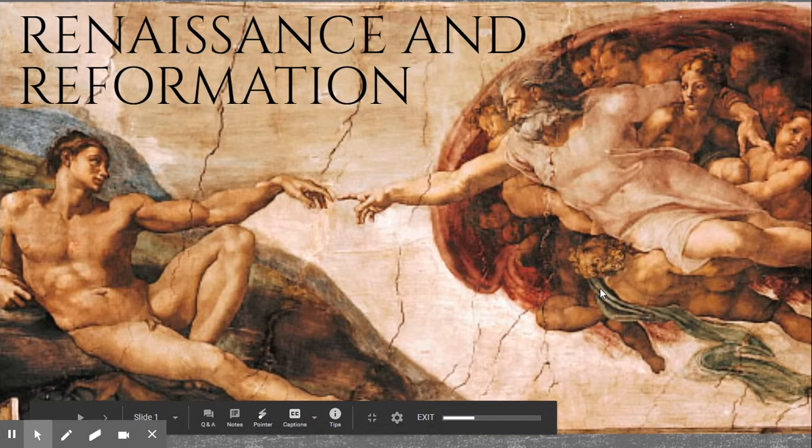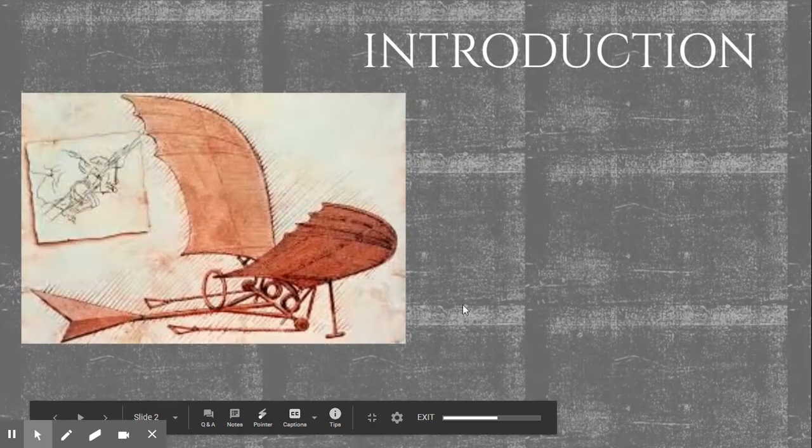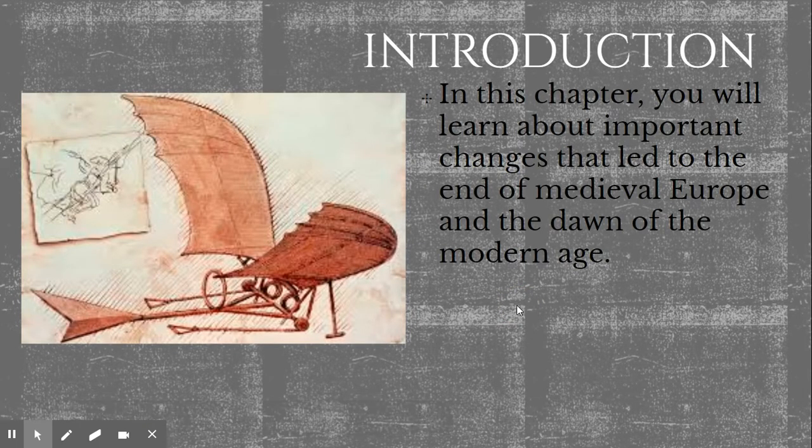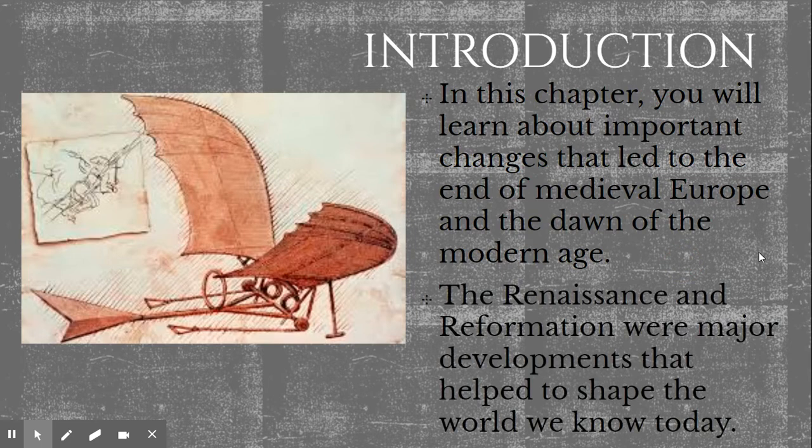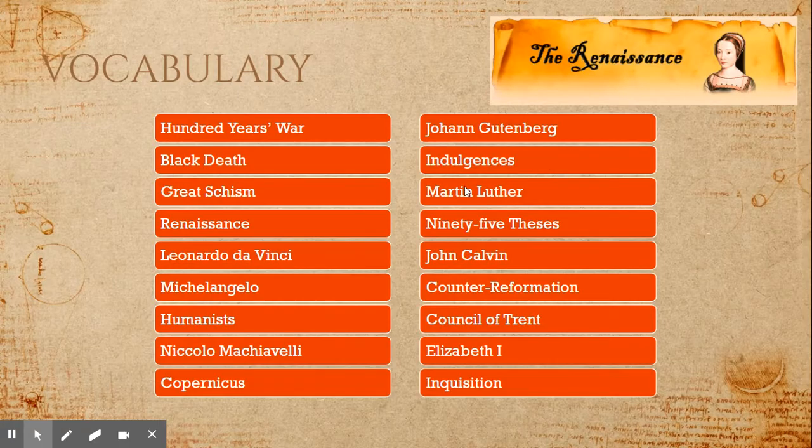All right, so Renaissance and Reformation. Introduction. In this chapter, you'll learn about the important changes that led to the end of the medieval period or the Middle Ages and the dawn of what we live in today, which is the modern age. The Renaissance and Reformation were major developments that helped shape the world as we have today. And this is one of Da Vinci's inventions, one of his drawings of an invention.